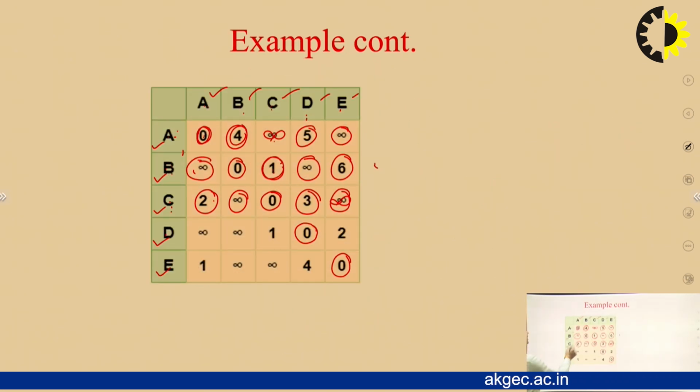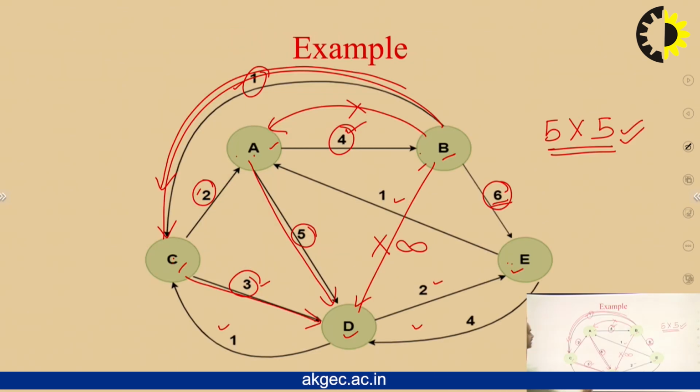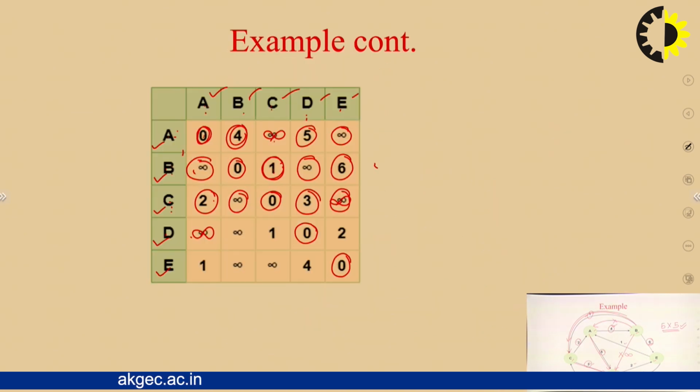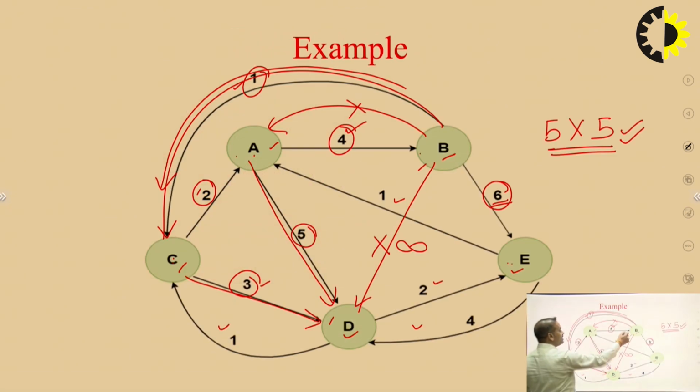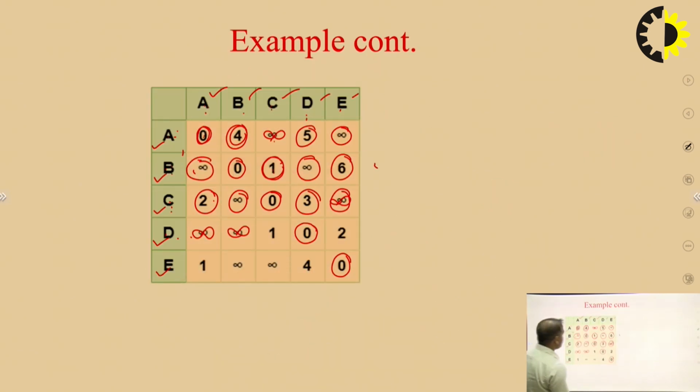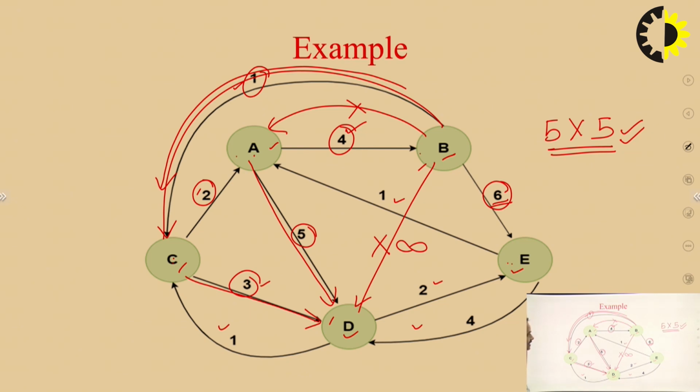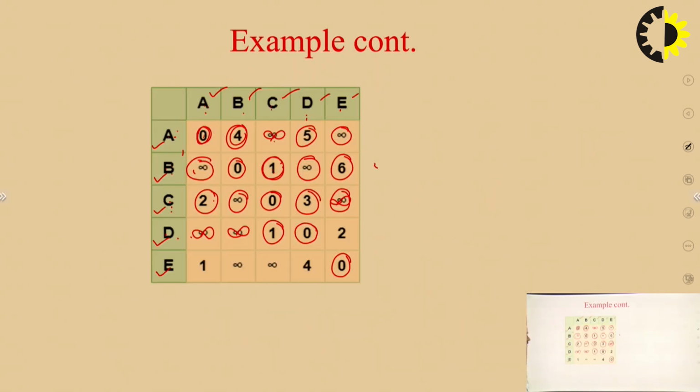The distance between D to A is also infinity because there is no directed edge between D to A. So we have to mark infinity. The distance between D to B is also infinity because there is no directed edge between D to B. So we have to mark infinity. The distance between D to C is 1. There is a directed edge between D to C and the value of this edge is 1. So we have to mark 1 at this place.